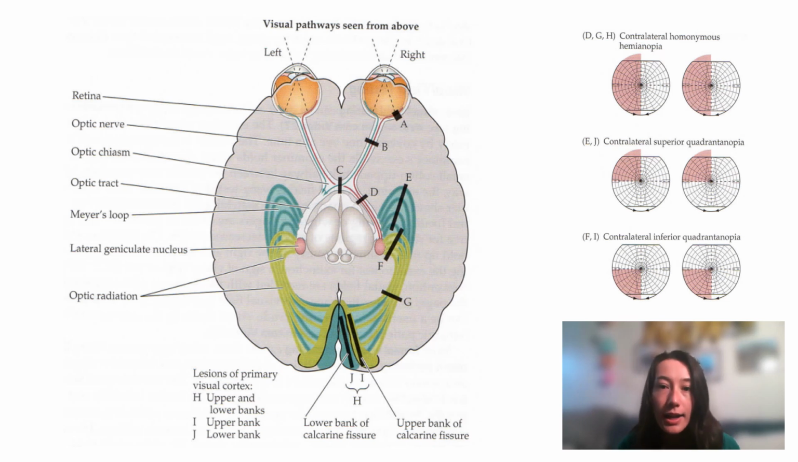Lastly, letter I, same situation. Same situation as letter J. It is just trying to show you that regardless of location along that optic radiation, a lesion anywhere along that tract is going to result in this type of defect.